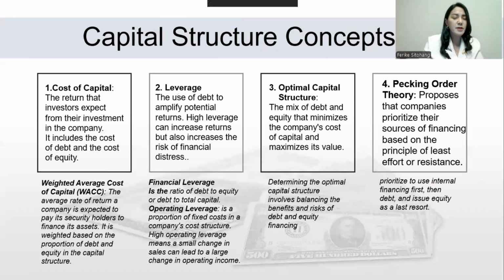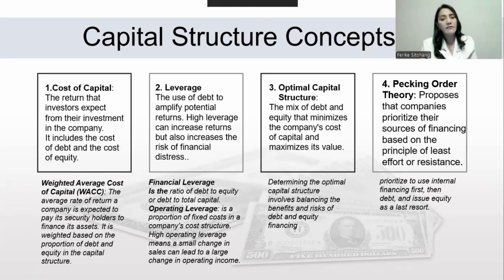So let's move to the concepts of capital structure. There are four concepts of capital structure. First is cost of capital. The cost of capital is the return that investors expect from their investment in the company. It includes the cost of debt and the cost of equity. The term is weighted average cost of capital, WACC. It is the average rate of return a company is expected to pay its security holders to finance its assets. It is weighted based on the proportion of debt and equity in the capital structure.